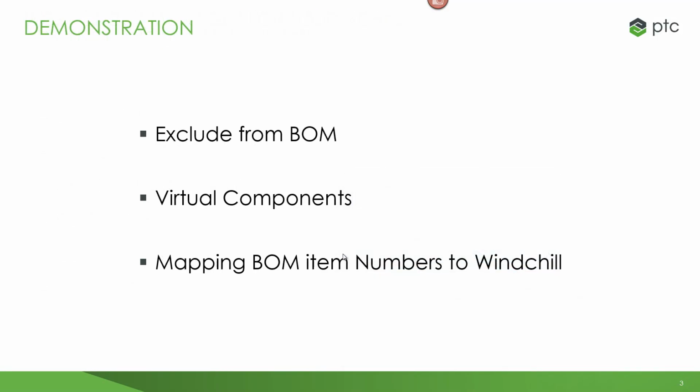Now in this video we're going to show you three of these capabilities, specifically the exclude from BOM capability. This means that you can create non-BOM items within the SolidWorks assembly. We can also look at virtual components and mapping BOM item numbers to Windchill line numbers.